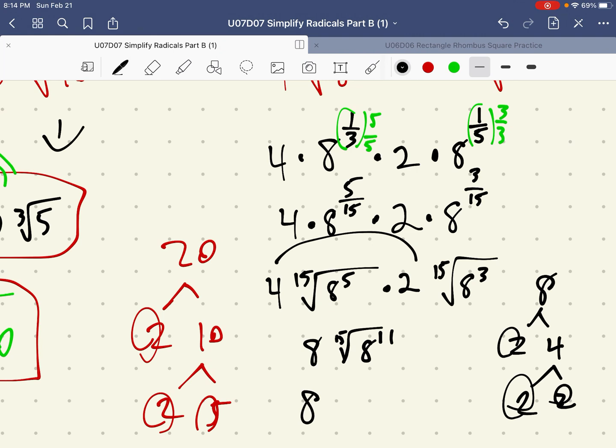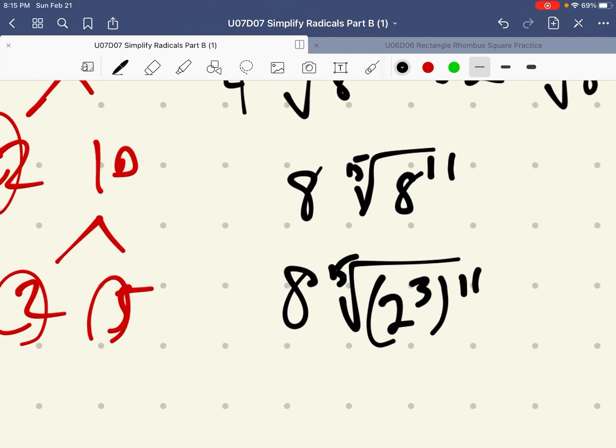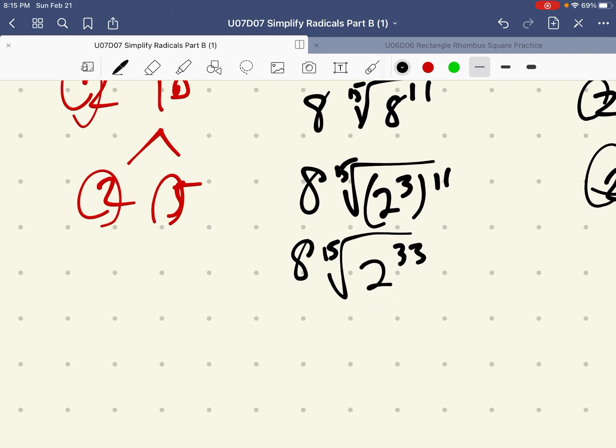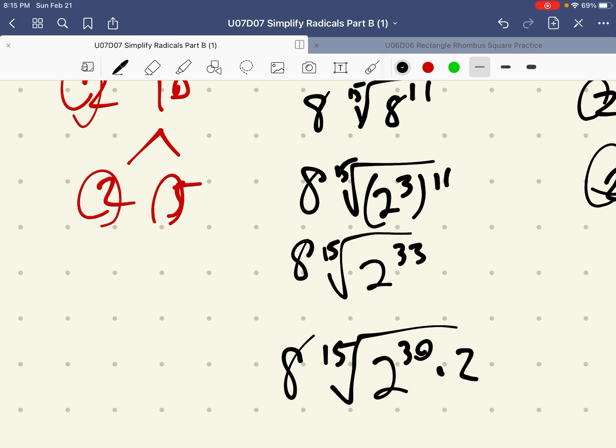So we're going to rewrite this as 8 times the 15th root of 2 to the 3rd to the 11th, which is going to be 8 15th root of 2 to the 33rd. And this way we'll be able to take out some of our 2's. So this is going to become 8 15th root of 2 to the 30th times 2 to the 3rd.